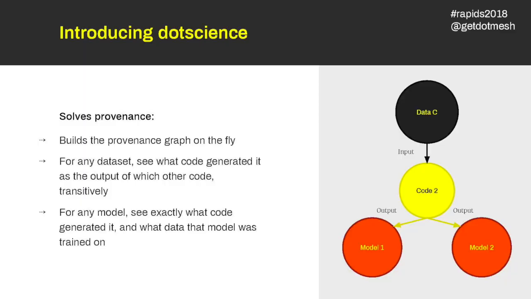So the other thing that dotscience does is it builds this provenance graph on the fly. So for any data set, it allows you to see which code generated it as the output of which other code, and it captures the versions of everything. And the same for any model, because models are really just another type of data.